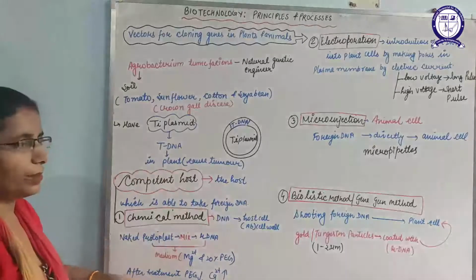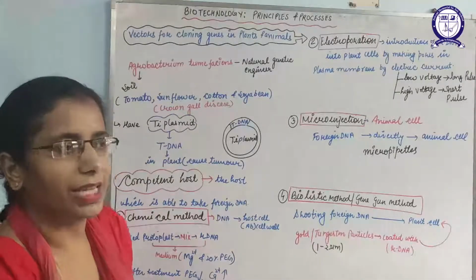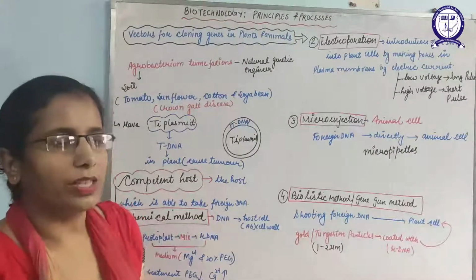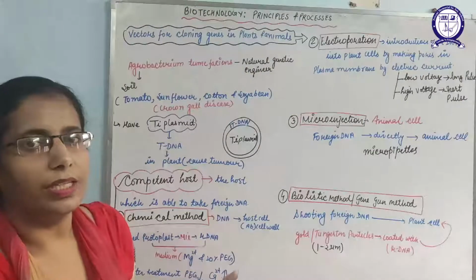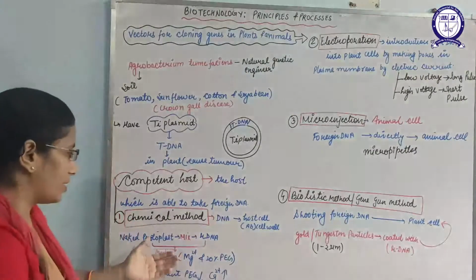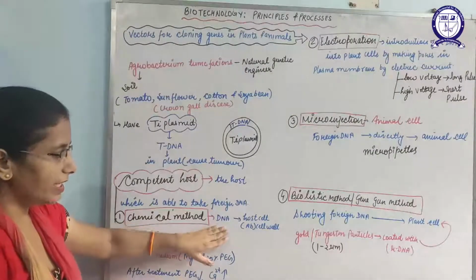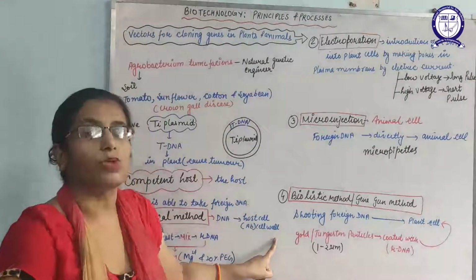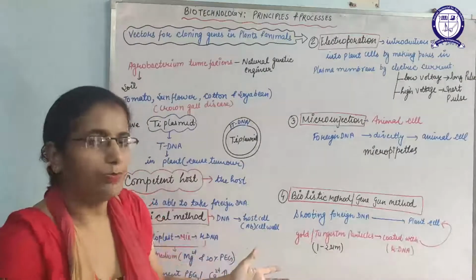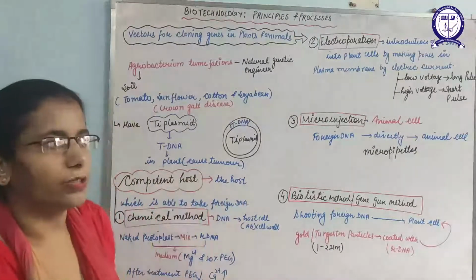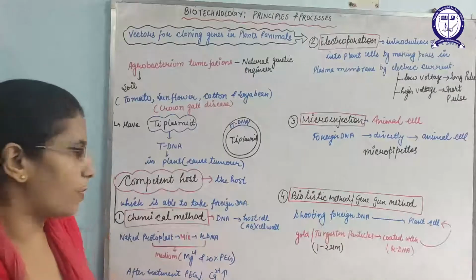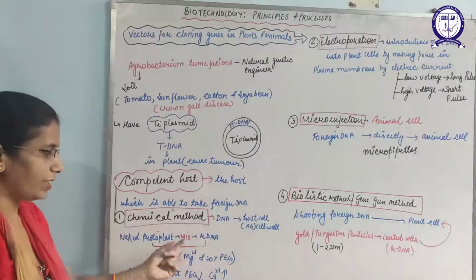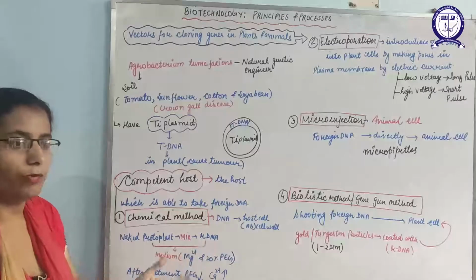First is the chemical method. A number of chemicals like calcium, magnesium and polyethylene glycol are used for transferring the recombinant DNA into the host cells. In the chemical method, DNA is added into those host cells which do not have a cell wall. That means the cell wall is absent in them. So we can introduce the recombinant DNA through the plasma membrane. So what we will do at that time is take the naked protoplast and then mix it with the recombinant DNA. But how will we mix it?